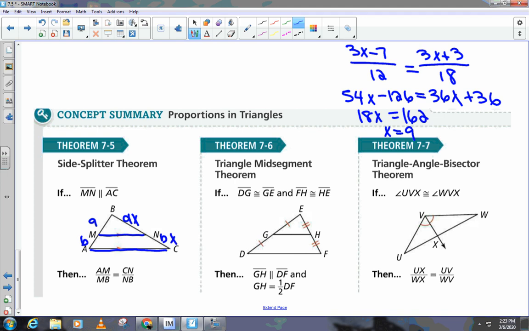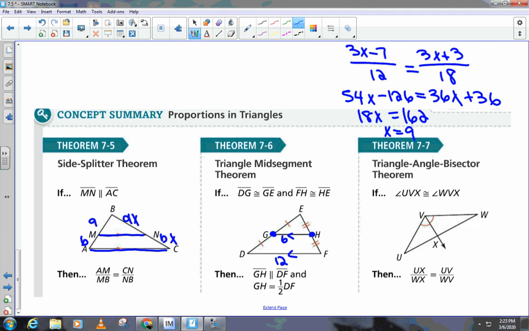Okay. Triangle midsegment theorem, it connects the midpoints, right? And this is half of that, and this is parallel to that. So if this right here was 6, what would DF be? 12.